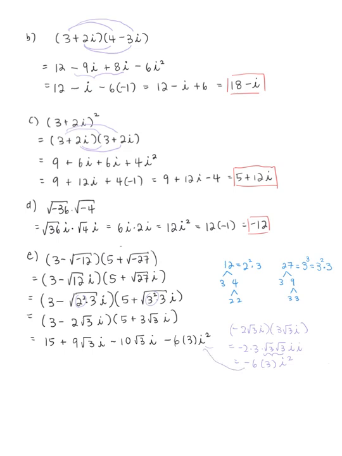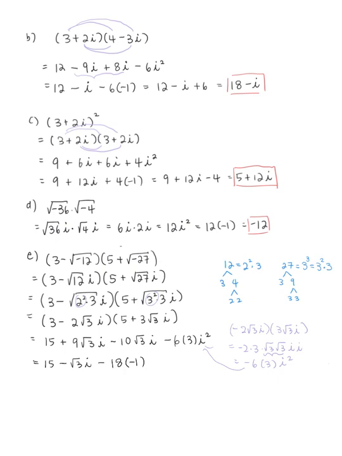All right, so now let's keep going. So what do we got? So this is same thing as 15, and then we can combine plus 9 square root of 3i minus 10 square root of 3i. So that just becomes negative 1 square root of 3i. And then here, let's be careful here, we got negative 6 times 3, 18, i squared. By definition, that's negative 1.